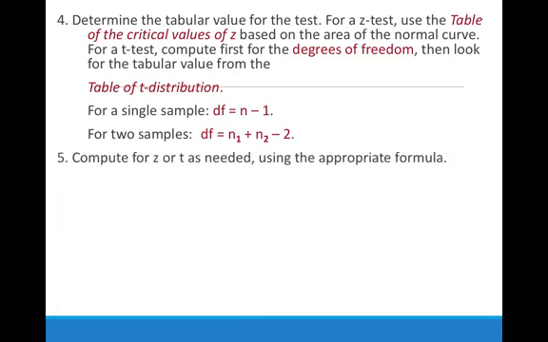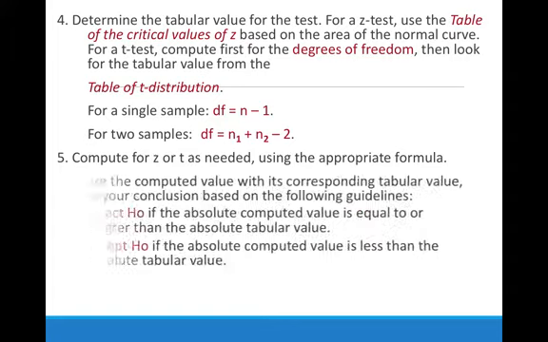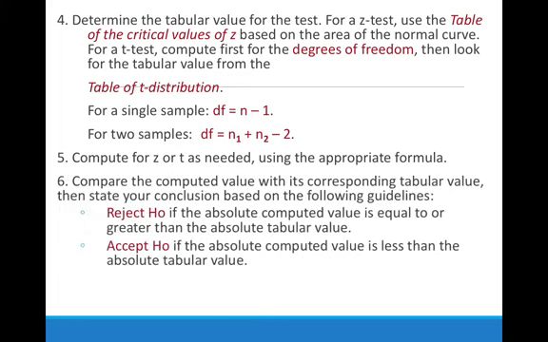The next step is to compute for z or t as needed using the appropriate formula. Number 6, compare the computed value with its corresponding tabular value, then state your conclusion based on the following guidelines. These are the criteria whether or not to reject the null hypothesis. We reject the null if the absolute computed value is equal to or greater than the absolute tabular value.